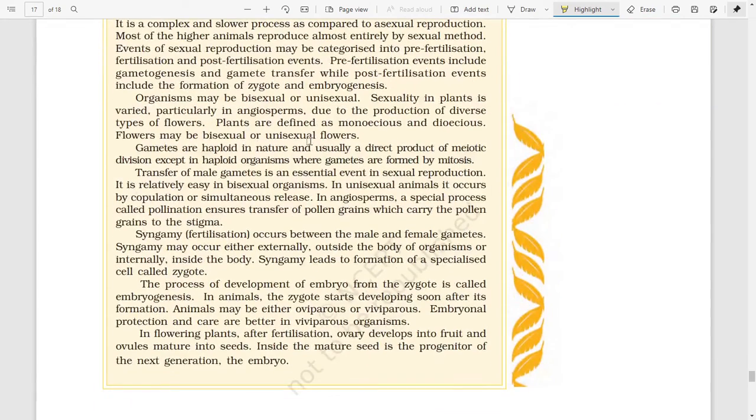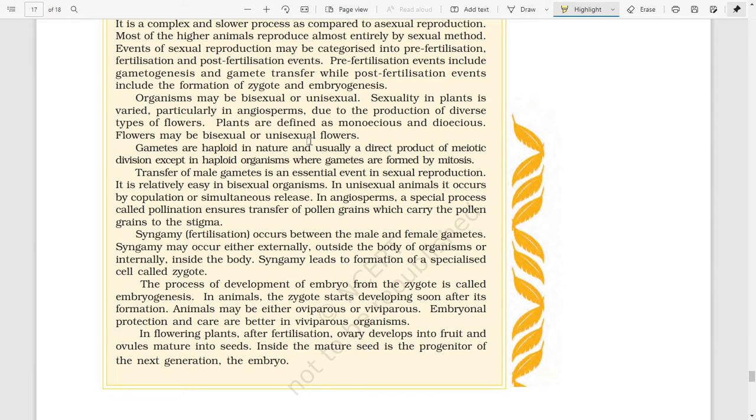Sexuality in plants is varied, particularly in angiosperms, due to the production of diverse types of flowers. Plants are defined as monoecious and dioecious. Flowers may be bisexual or unisexual. Gametes are haploid in nature and usually a direct product of meiotic division, except in haploid organisms where gametes are formed by mitosis. Transfer of male gamete is an essential event in sexual reproduction.